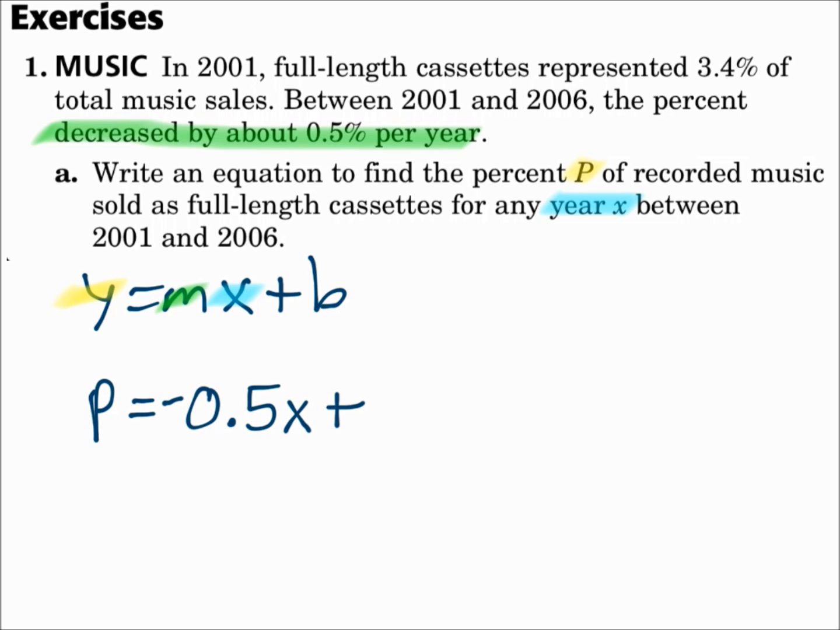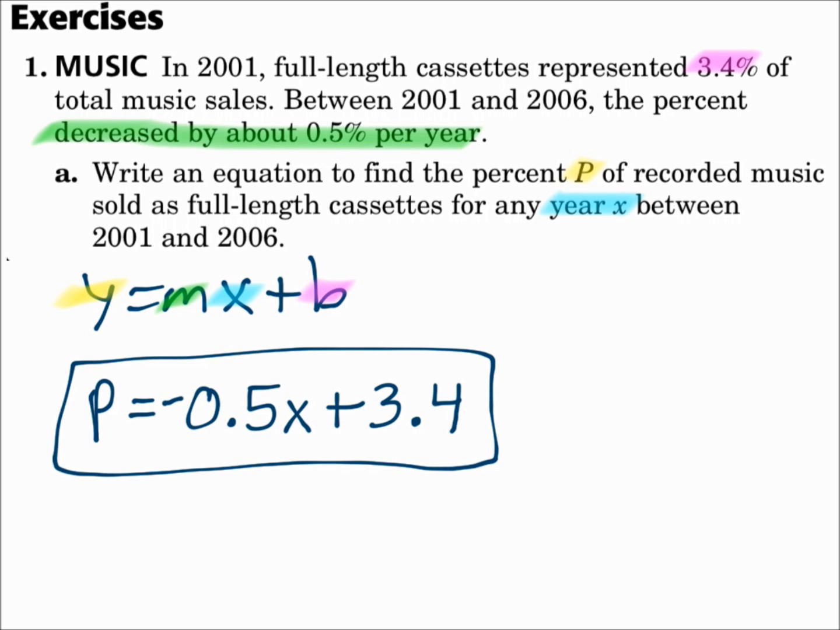Plus B, that's usually the starting point. It's the number that occurs one time. The number that fits that is your 3.4%. That's where you start. That's the number that occurs once. That's B.